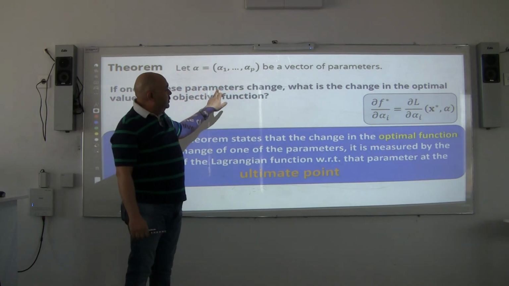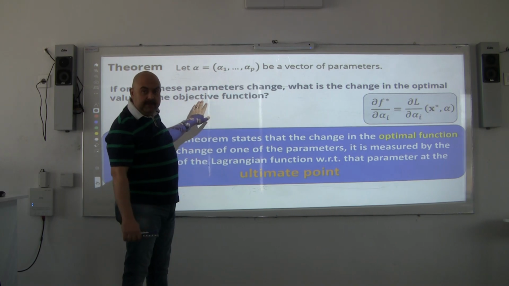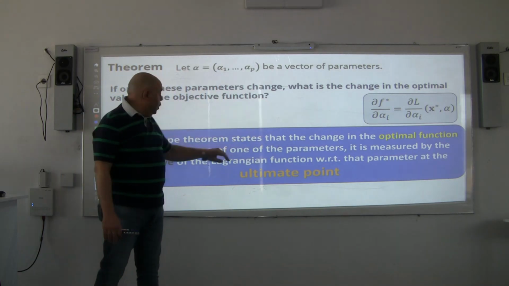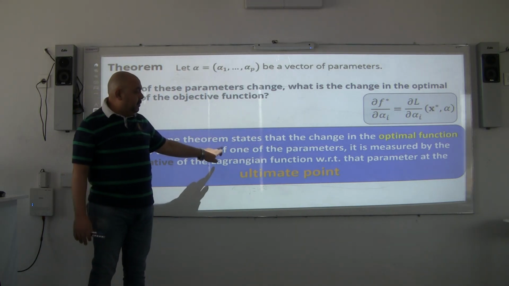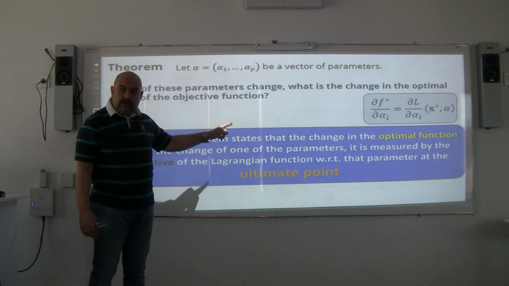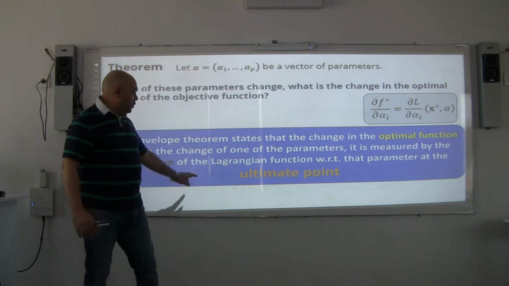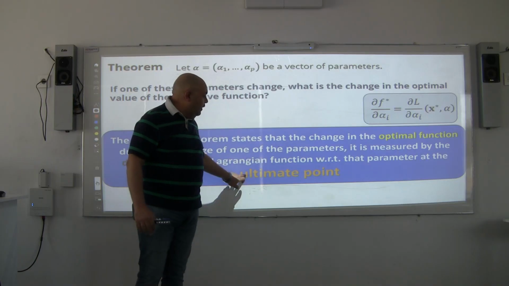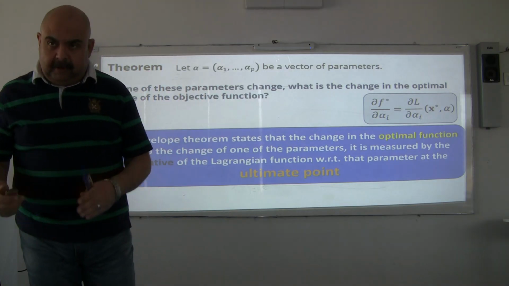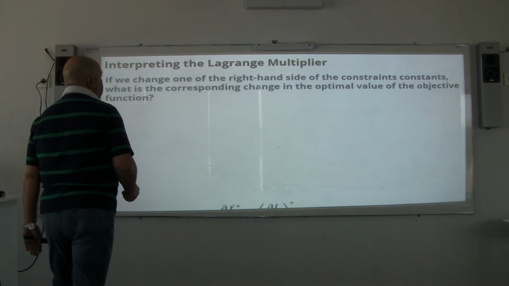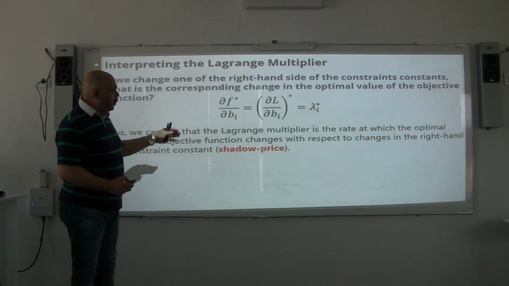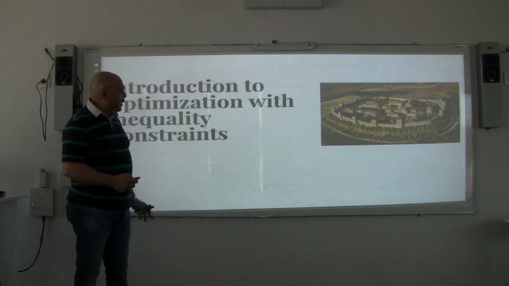If one of the parameters change, what's the change that will happen in the optimal function? Exactly like previously. So the envelope theorem states that the change in the optimal function due to the change of one of the parameters is measured by the derivative of the Lagrangian function, then I study the Lagrangian function, connecting the objective with the constraint, with respect to the parameter at the optimal point. نفس اللي احنا عملناه قبل كده بالظبط، بس بدل ما بعمله مع الاوبجكتيف فانكشن هعمله مع اللاجرانجيان فانكشن. طبعا اقدر استخدمه بنفس الاسلوب واقدر اوجد الفاليو استخدم الايكويشن اللي احنا شفناها.